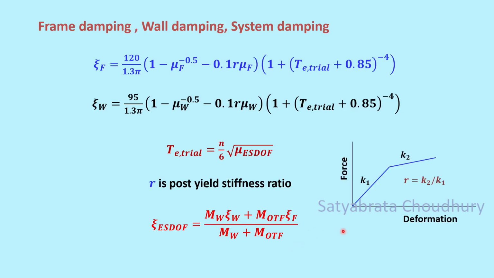Now the post yield stiffness ratio, which is appearing here and here, is given like this. If you take the force deformation behavior of a system, then initially you have elastic condition, so say stiffness is K1. Here it is yielding. After yielding, the stiffness reduces. It is called stiffness degradation. So if you take the ratio of K2 by K1, then this is called the post yield stiffness ratio. K2 by K1 generally will vary from say 0.05 to 0.1. That is 5 to 10% of the previous when it is a bilinear representation.